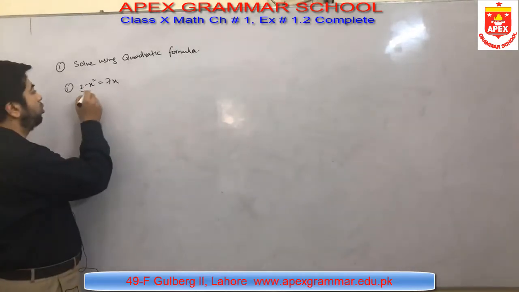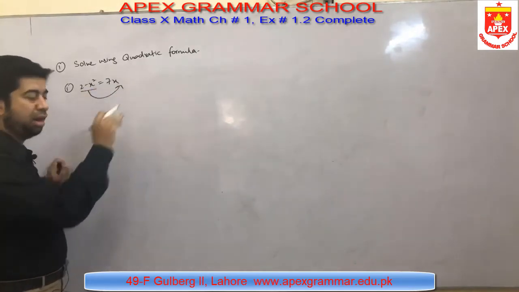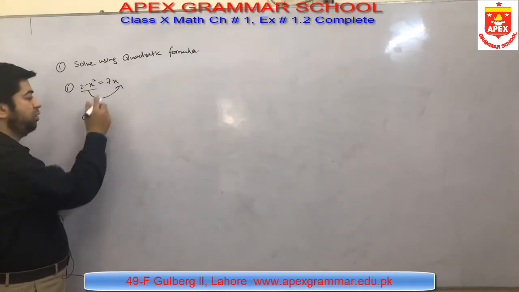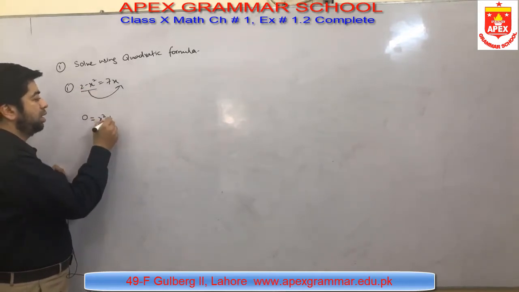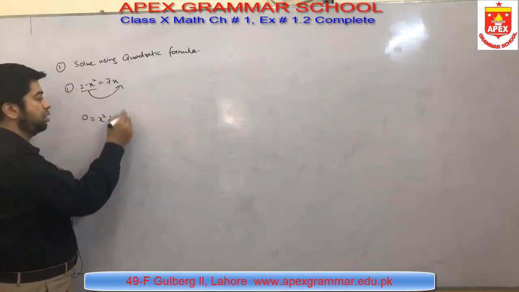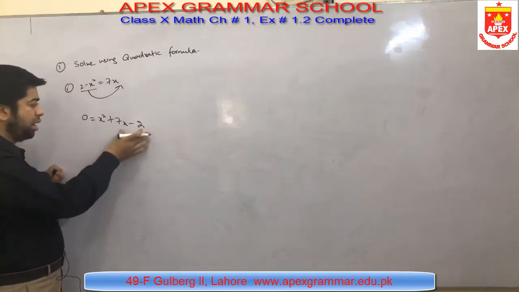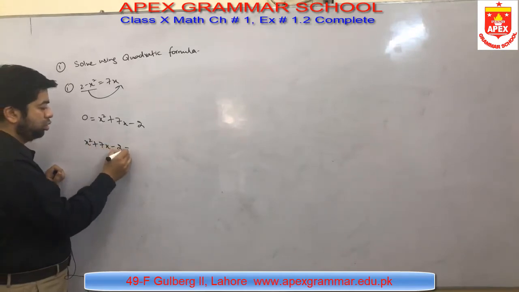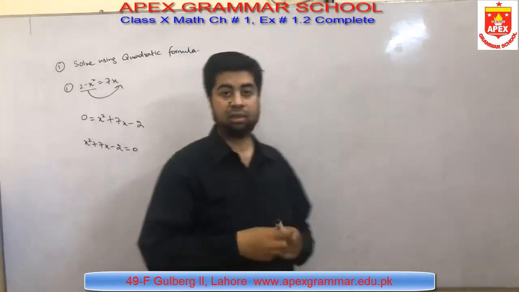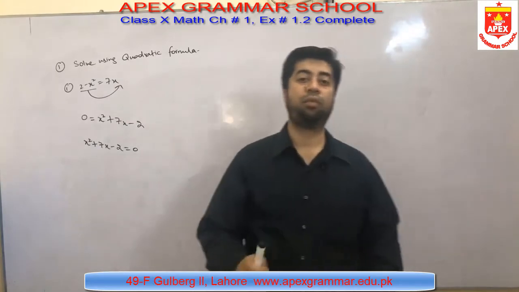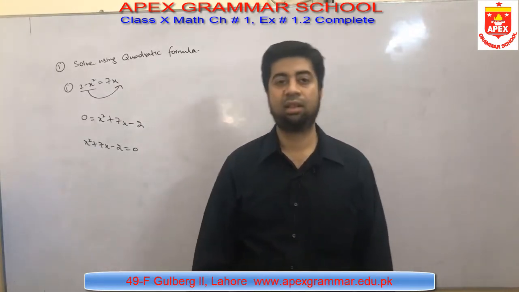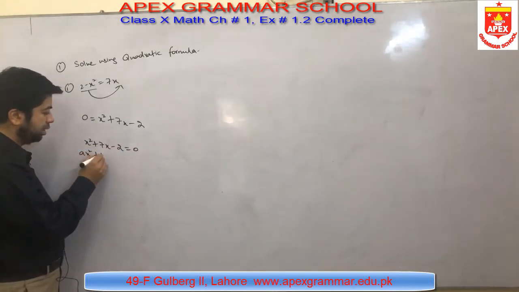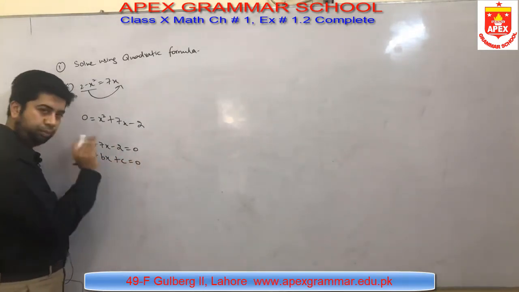So we will move both these values to the right hand side, and on the left hand side it becomes 0, and this negative x square will become positive x square plus 7x, and this positive 2 becomes negative 2. Or you can write it on the left hand side as x square plus 7x minus 2 is equal to 0. Is this in the general form of a quadratic equation? Yes, just like ax square plus bx plus c is equal to 0.